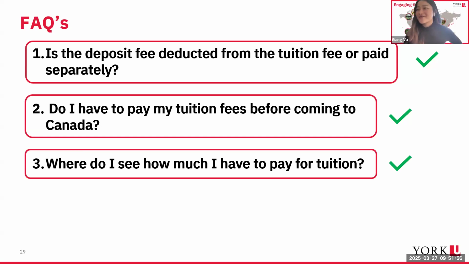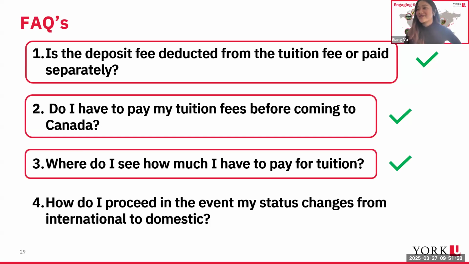We just have one last question from the commonly asked ones, so let's go with that. How do I proceed in the event my status changes from international to domestic?